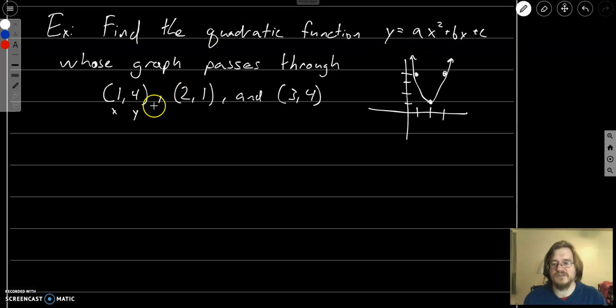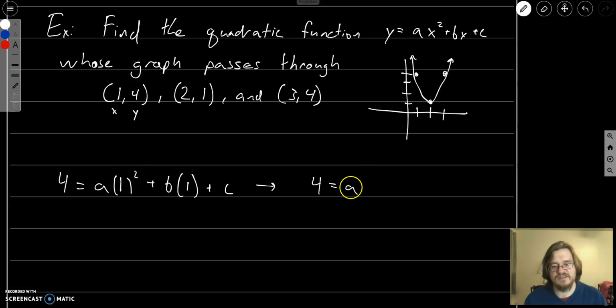So let's plug in this first one. So we have y is equal to 4, and that's going to be equal to a times x squared plus b times x plus c. And when I simplify this, we're going to get 4 is equal to, well, 1 squared is just 1 times a, so that's just a, plus b plus c. Okay, there's one equation. We've got 3 unknowns in it. Let's look at the next one.